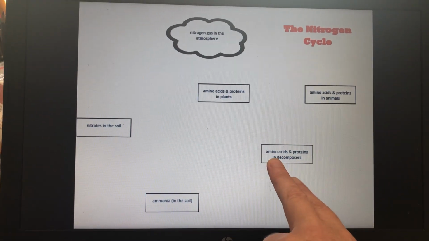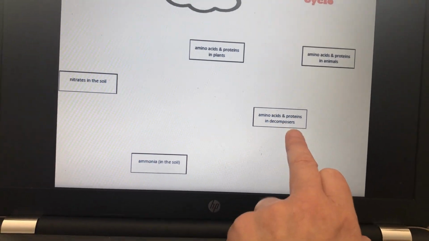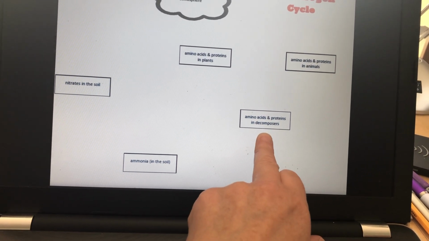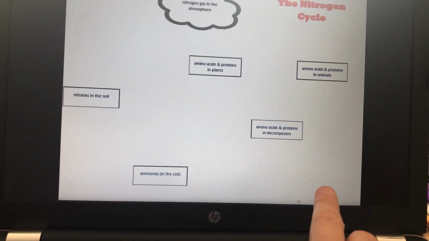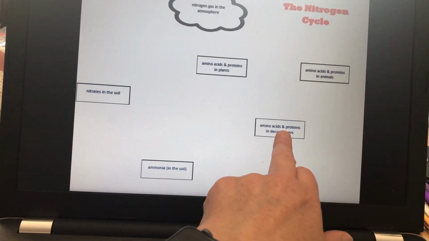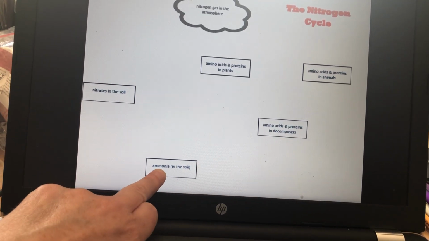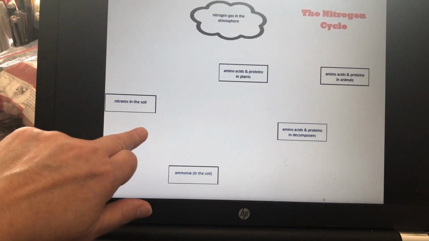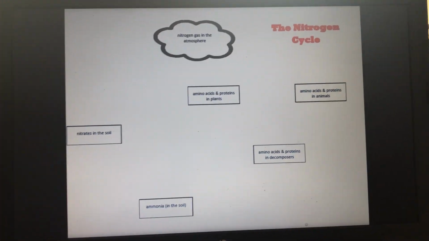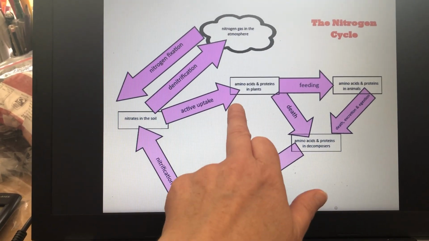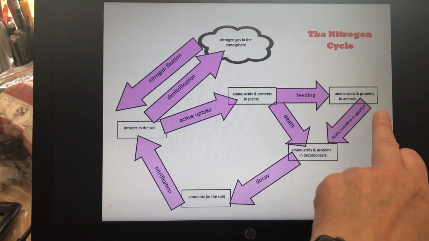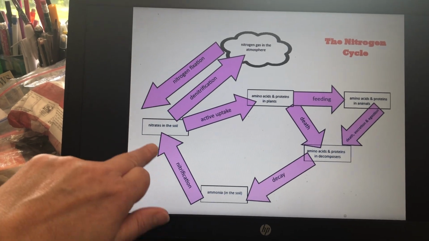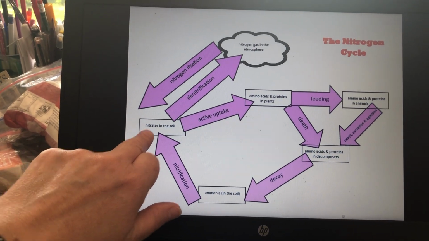When these organisms die, or when the animals excrete, we get amino acids and proteins in the decomposers. Whenever the decomposers feed on the dead plants and animals, that's how it gets in there. And then decomposers feed on them, produce ammonia, or when the animals excrete, we get ammonia, and then we need nitrifying bacteria to change ammonia into nitrates. So we've got active uptake, feeding, death and excretion and so on, decay, giving us our ammonia, nitrification, making nitrates, and we're back to the start again.